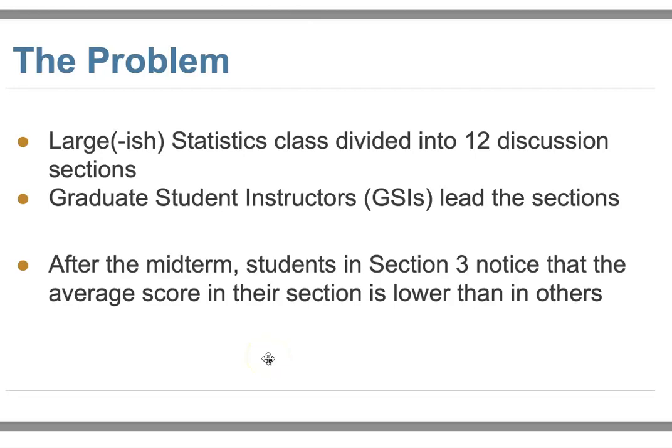In this example, we have a big statistics class with a few hundred students. We divided them into 12 discussion sections, led by the graduate student instructors, the GSIs. After the midterm, the students in section 3 noticed that the average score of their section is lower than other sections. That's what they observed.